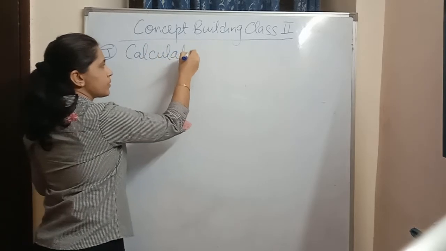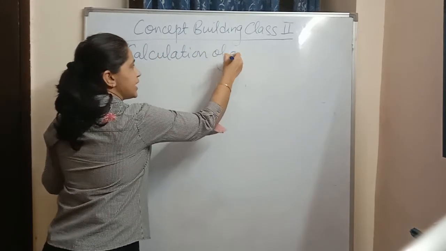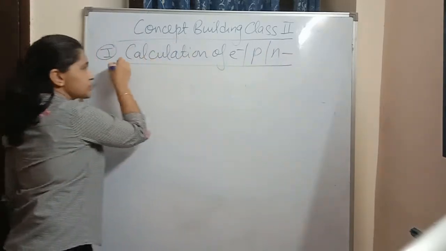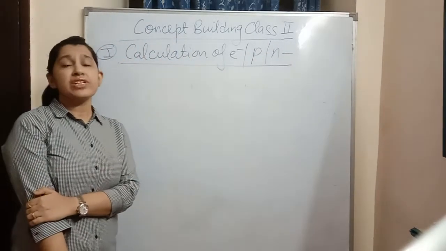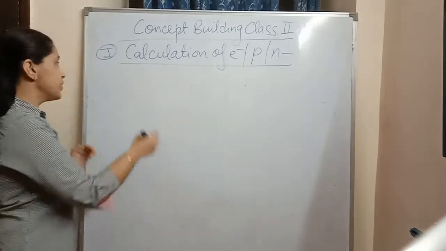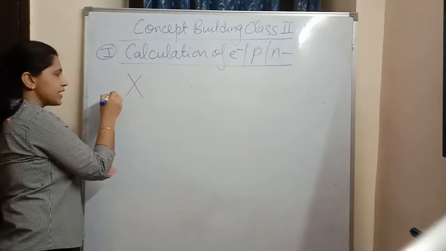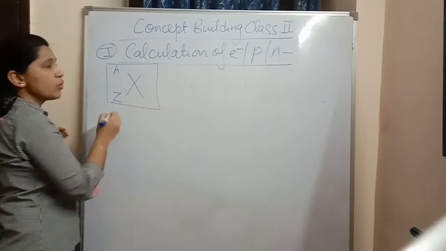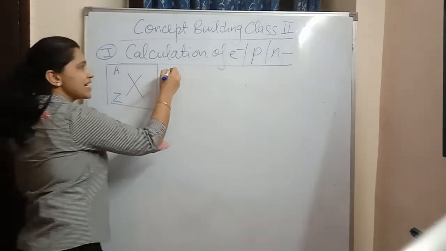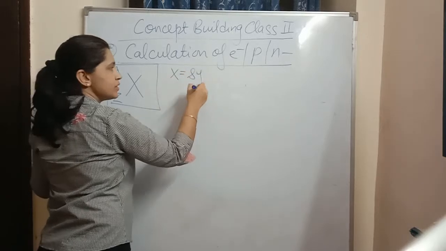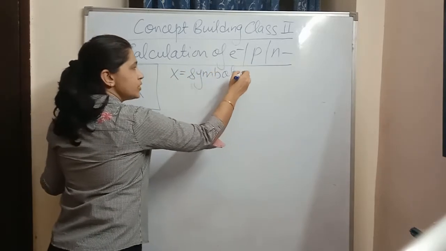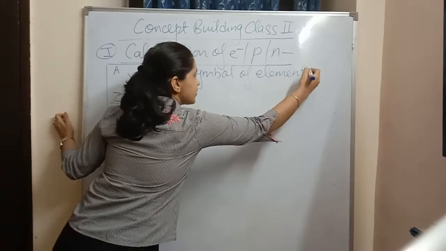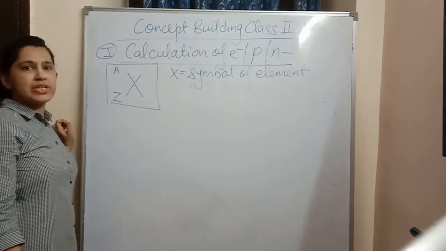Calculation of electrons, protons, neutrons. As we discussed in our junior classes also, X, Z, A, this is the representation. Now, if you can tell me, what is X here? X stands for the symbol of the element. Like if you have calcium, it will become Ca. Carbon becomes C. Hydrogen becomes capital H.